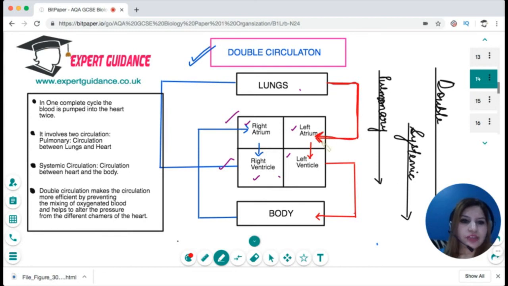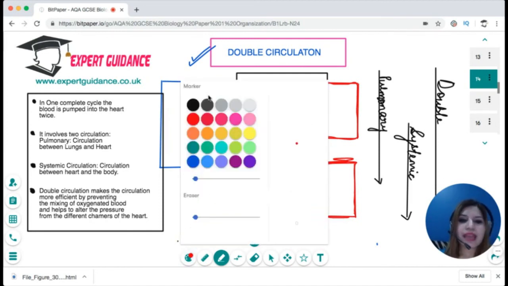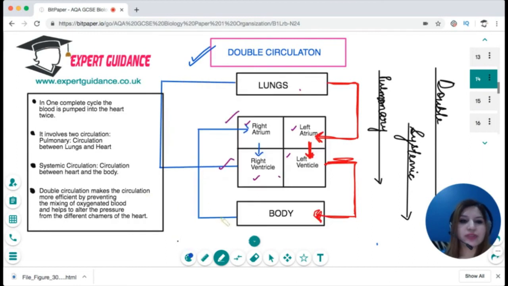The left atrium then pushes the blood to the left ventricle, and then the left ventricle pushes the blood out, and it goes to all parts of the body. The body takes oxygen and all the required nutrients from the blood, and then it releases carbon dioxide into the blood, and the blood becomes deoxygenated.